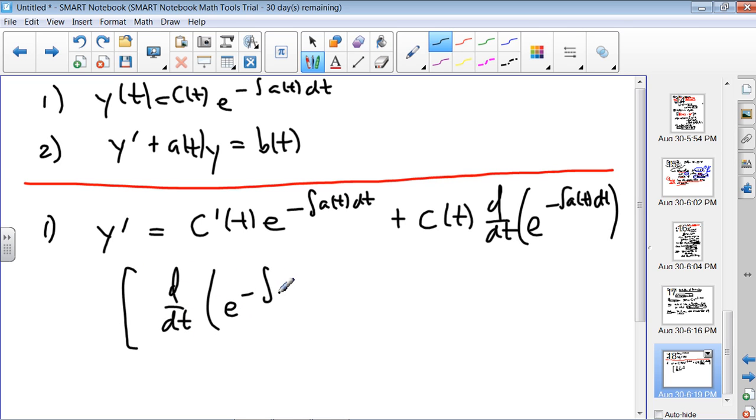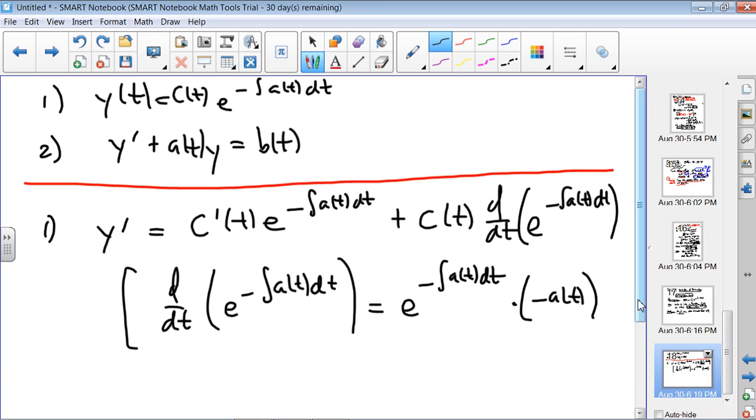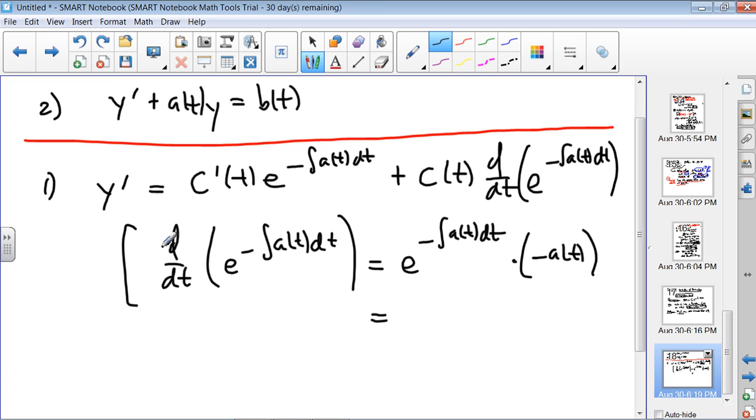So I know that if I differentiate any exponential, I will always get back the exponential. But then I also have to multiply by the chain rule by the derivative of whatever the exponent is. So the derivative of the integral of a of t is just a of t. All right. So we can figure out that the derivative of this particular exponential is minus a of t times that same exponential. Okay, so that's our side calculation.